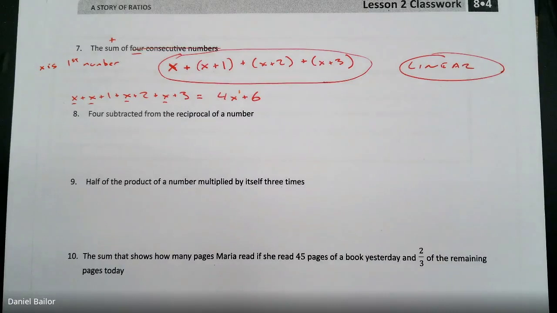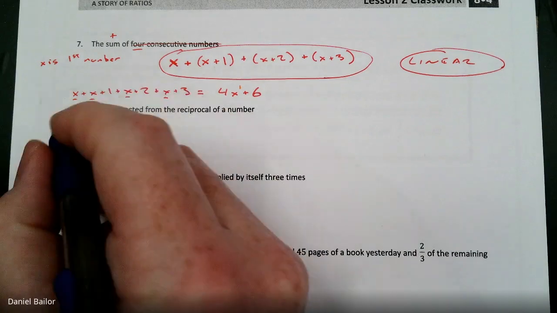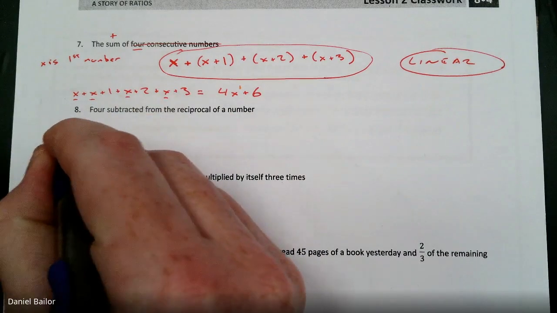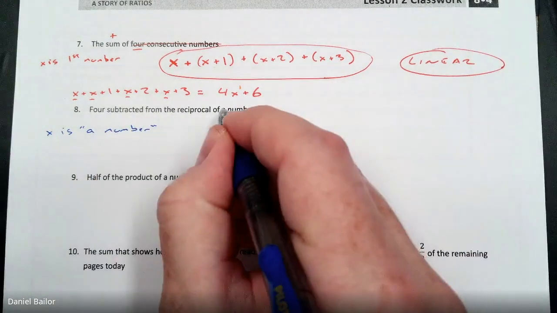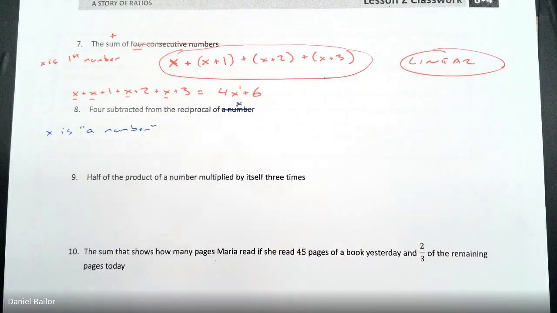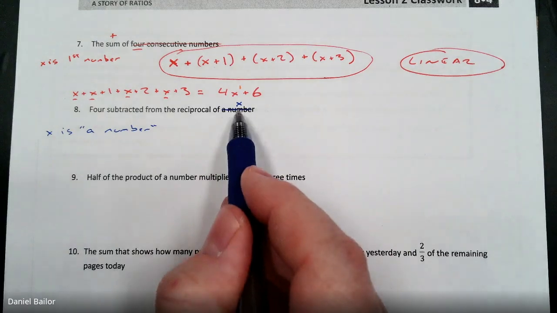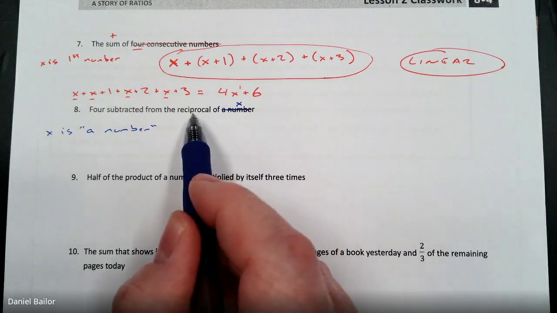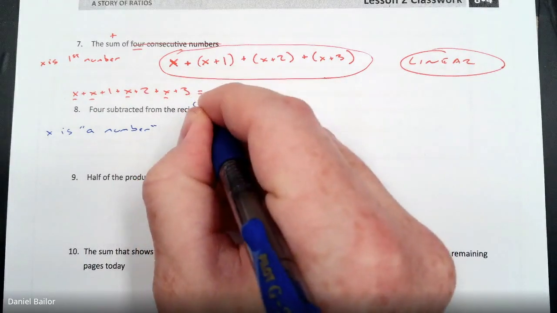Let's move to number 8. Number 8 says 4 subtracted from the reciprocal of a number. Well, x is going to be a number. So I'm going to cross out a number and put x. It says 4 subtracted from the reciprocal of a number. And remember what I like to do, I always like to start closest to the variable. So it says reciprocal of x. And remember, reciprocal means raised to the negative first power.